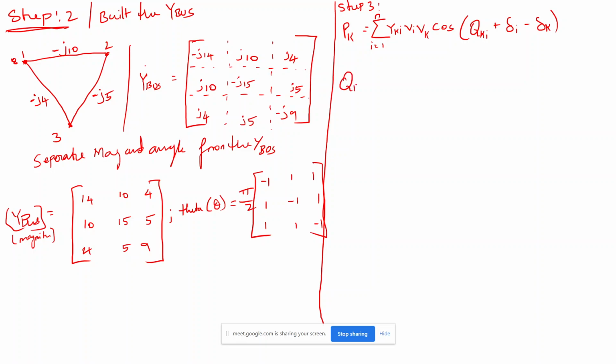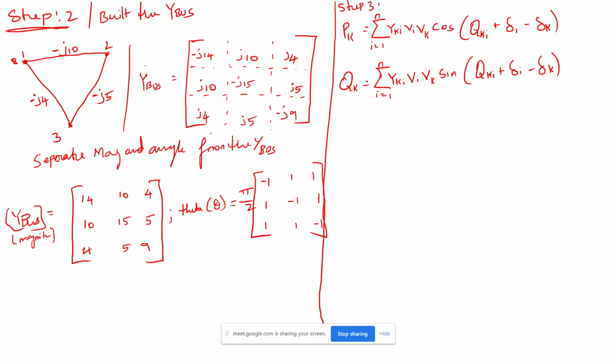And for Qk, Qk is summation with i equal to 1 to n. Just the same equation, you just need to put sin. So Yki Vi Vk sin of (Qki plus del i minus del k). So these are the two equations we are dealing with.